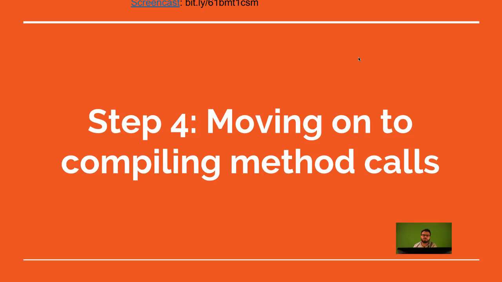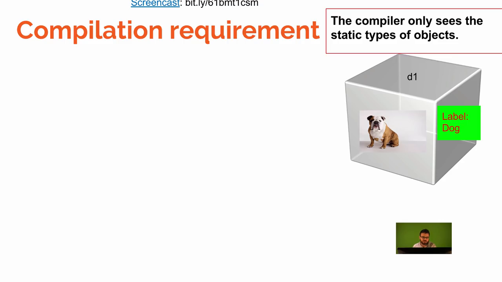All right, so now let's move on to methods. So far all we've done is initialization and casting in initialization. Now let's move on to methods. Let's take a look at what the requirements are to compile the code when you have method calls.